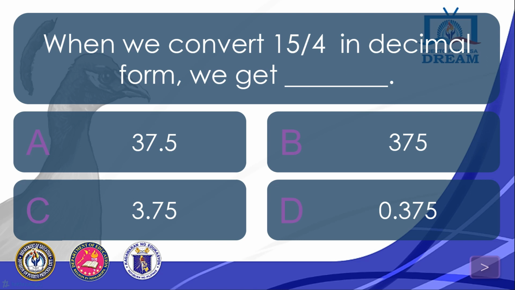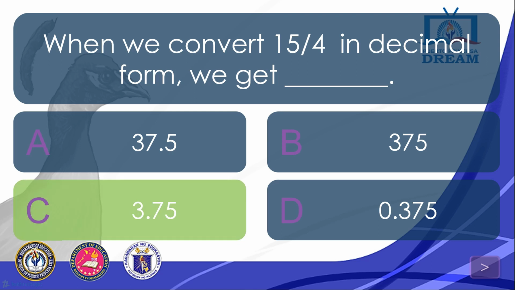When we convert 15 over 4 in decimal form, we get A. 37.5, B. 375, C. 3.75, D. 0.375. The correct answer is C. 3.75.